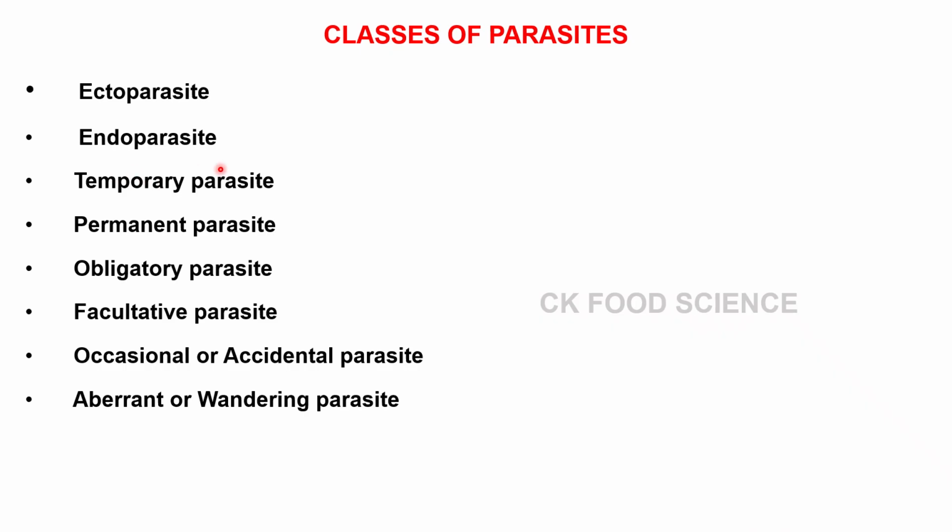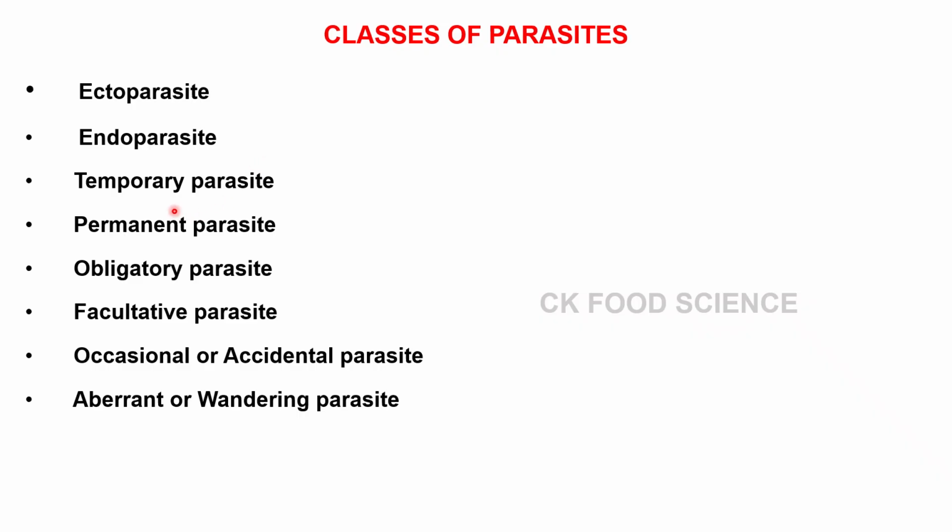Next one, endoparasite. It lives inside the body of the host, like in the blood, in the tissues, and in the body cavities, etc. For example, Leishmania species. Invasion by an endoparasite is called infection. Most of the parasites causing human disease are endoparasites. So ecto means it lives outside the surface of the host body, and endo means it lives inside the body of the host.